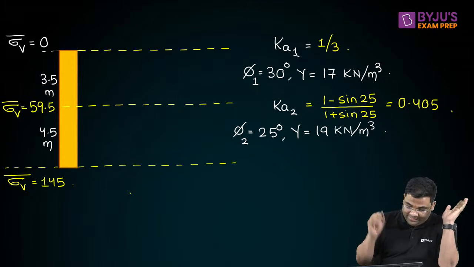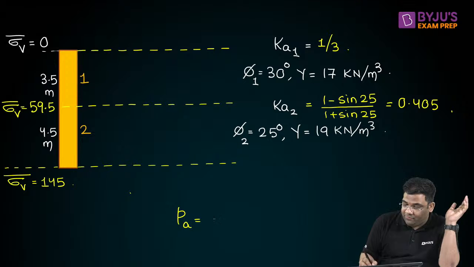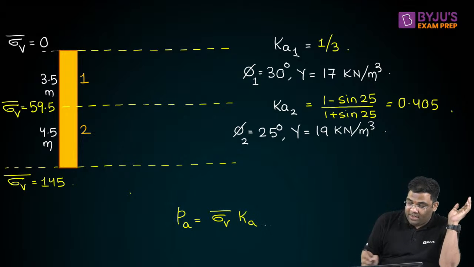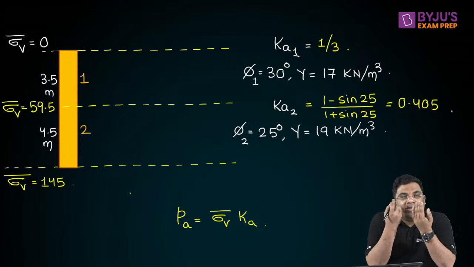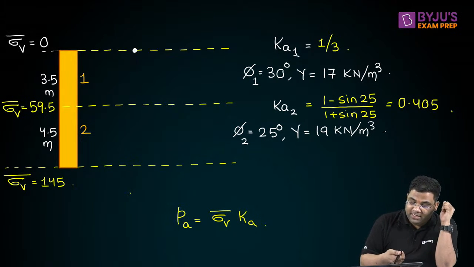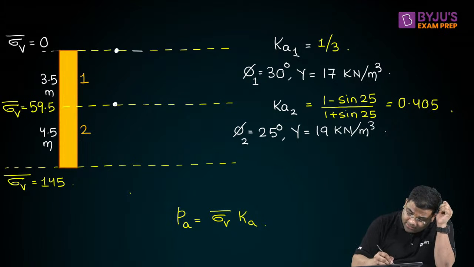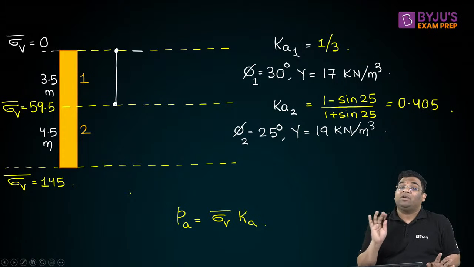Now, how to draw? Very easy. Remember, this is the first layer, this is the second layer. Now, the formula is: the active earth pressure is simply vertical stress into Ka. At the top, the vertical stress is 0, so earth pressure is 0. Now, let us see for the first layer. If I am drawing the stress distribution for the first layer, then I have to take the Ka of the first layer, because I am drawing the distribution of the first layer, then I will take the Ka of first layer only.